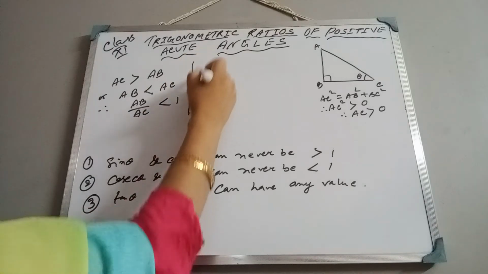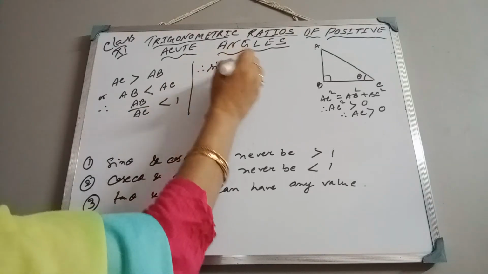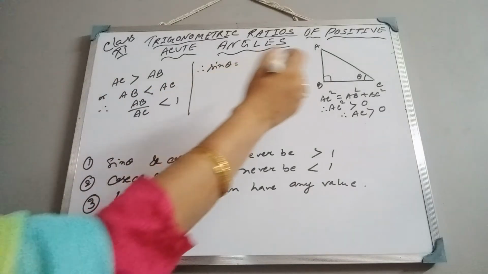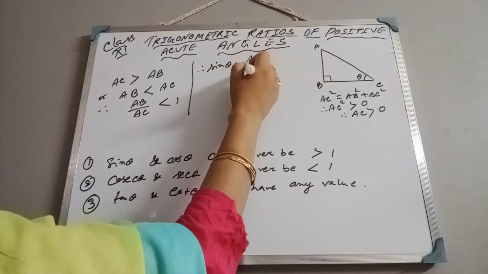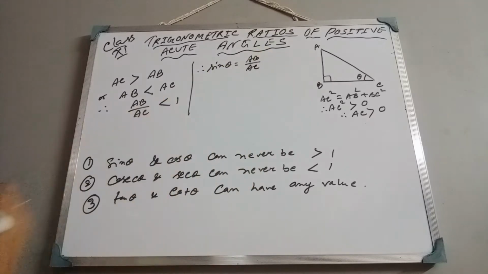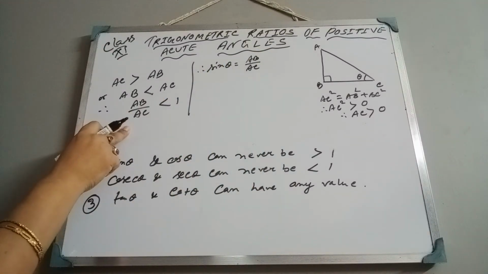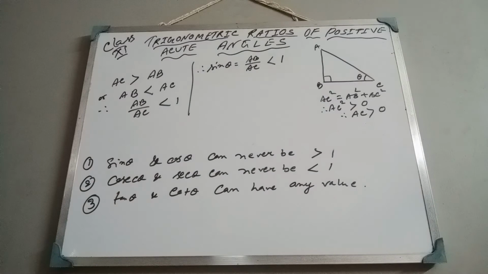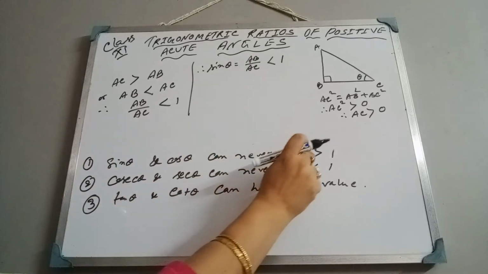Now, what is sine theta? Sine theta means perpendicular by hypotenuse. That means AB by AC. Now look, here we have already proved AB by AC is always less than 1. That means sine theta is always less than 1. Clear? So, sine theta can never be greater than 1.